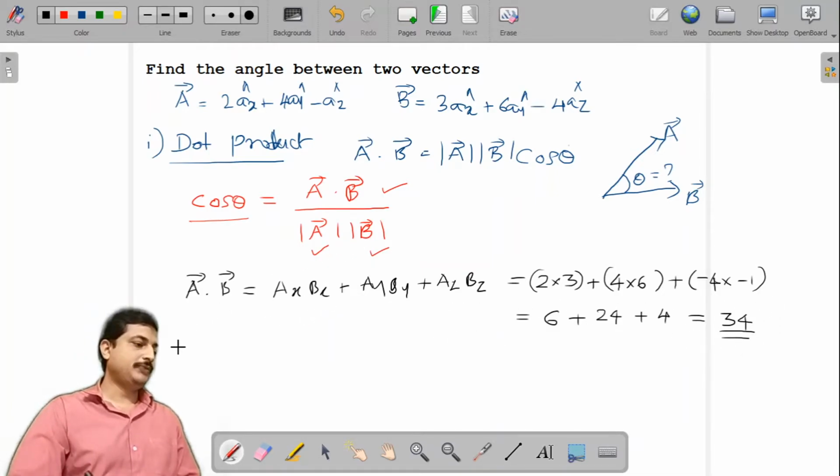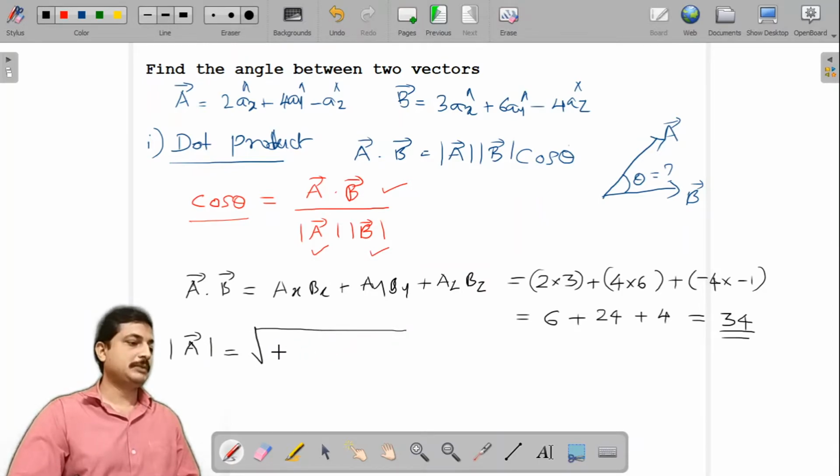Now my job is to find the magnitude of A. Magnitude of A is nothing but square root of ax square plus ay square plus az square. So here it is 2 square plus 4 square plus minus 1 square. 2 square is 4, 4 square is 16, so 16 plus 4 is 20, plus 1 is 21. So this becomes square root of 21.